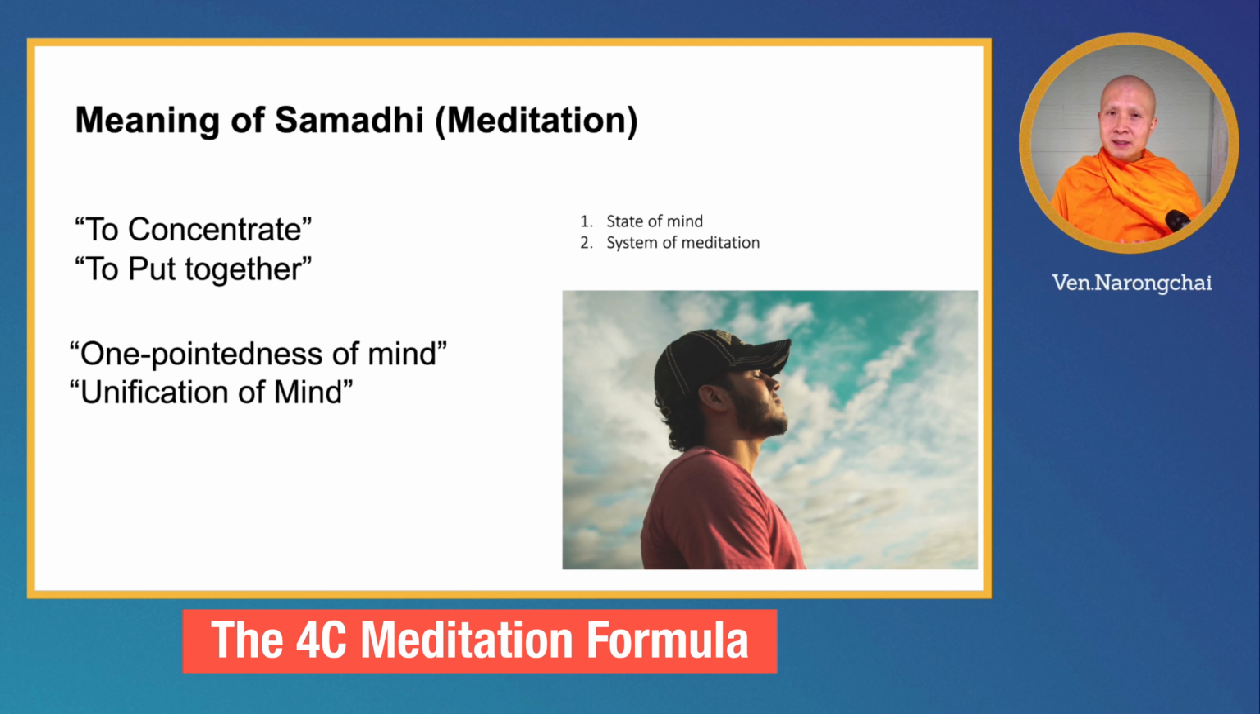We can get back to the meaning of meditation first before we go further. According to the text, the word meditation is the English word. It comes from the word samadhi in Pali, which translates to concentrate, to put together. By the way, meditation can be a state of mind, or it can be a system of meditation. State of mind means the mind being still, being bright, that kind of thing. Or it can mean the system of meditation, like breathing meditation, walking meditation, using the mantra, things like that.